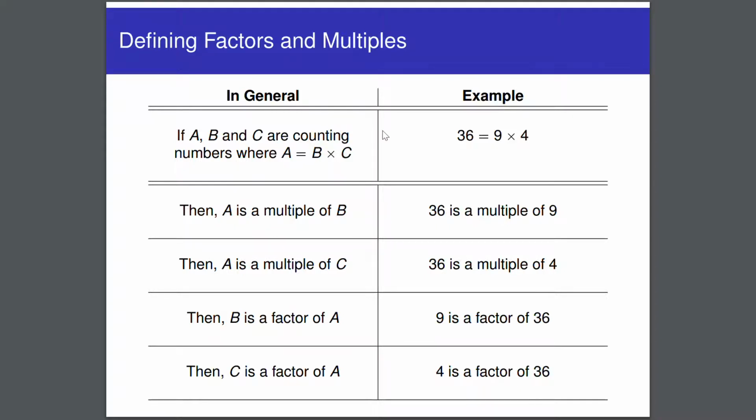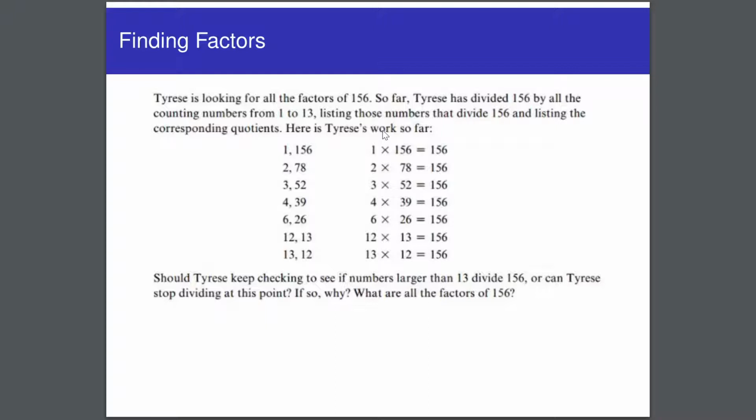All right, let's move on and talk about another example here. It says Therese is looking for all the factors of 156, and so far Therese has divided 156 by all the counting numbers from 1 to 13, listing those numbers that do divide 156 and listing the corresponding quotients. So here's Therese's work so far: 1 and 156, written as 1 times 156. 2 and 78, 3 and 52, 4 and 39, 6 and 26.